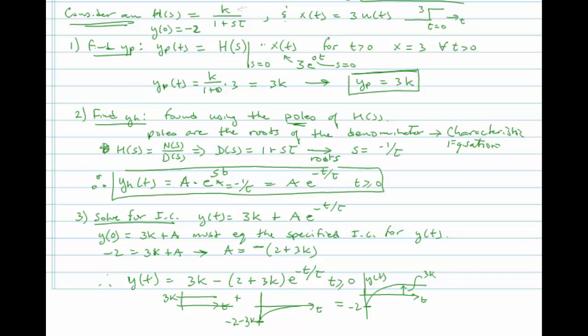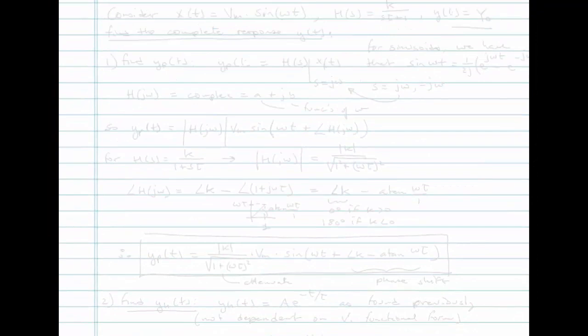So notice how we satisfy the initial condition. It starts at minus 2, but we also arrive at the final steady state response, which we found way up in step 1 to be just 3 times k, where k was that coefficient in the numerator of the transfer function.